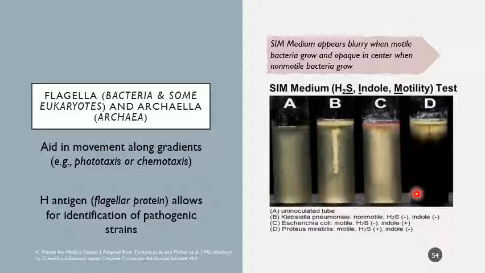Flagella specifically are found in bacteria and some eukaryotes, although they differ in structure between the two. A different version is also found in archaea, and it's called archaella. These are useful for moving along light gradients through phototaxis or chemical gradients through chemotaxis. There's also a special protein found on bacterial flagella called the H antigen. That helps us distinguish between very similar strains to really find out whether a pathogenic strain is present, something that can cause disease.